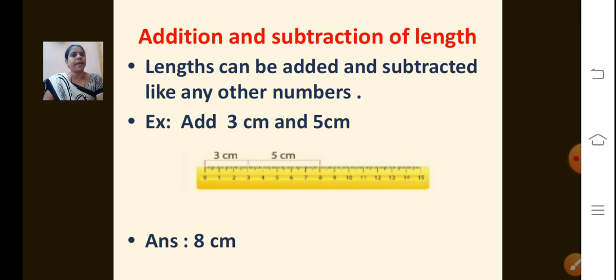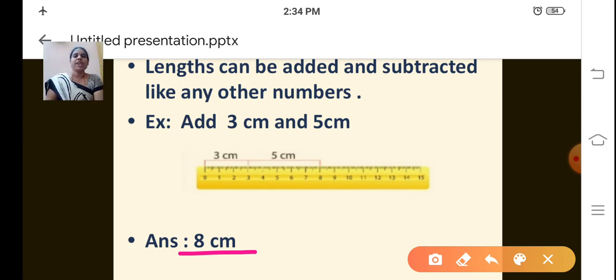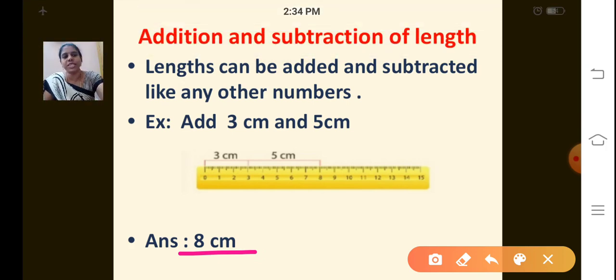So for example, add 3 centimeter and 5 centimeter. How to add this? Yes, 3 plus 5. Yes, 8. Write down centimeter. Just write the answer of 3 plus 5. After 3, 4, 5, 6, 7, 8. After that, don't forget to put the centimeter. Clear? Normal addition, and you're going to put centimeter or meter.